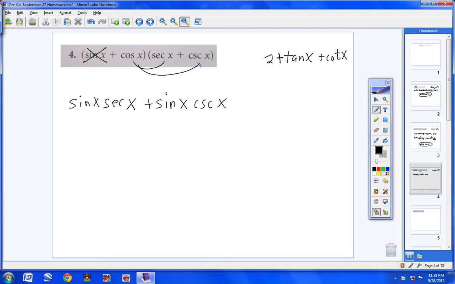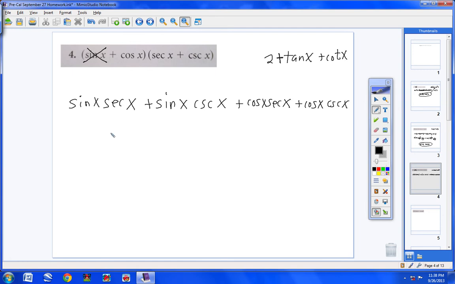Now take your cosine and multiply it through like that. So cosine times secant would be cosine secant. Notice I'm writing small, just squeeze it in here. And then cosine times cosecant would be cosine x cosecant x. Now, wow, this is pretty interesting here.